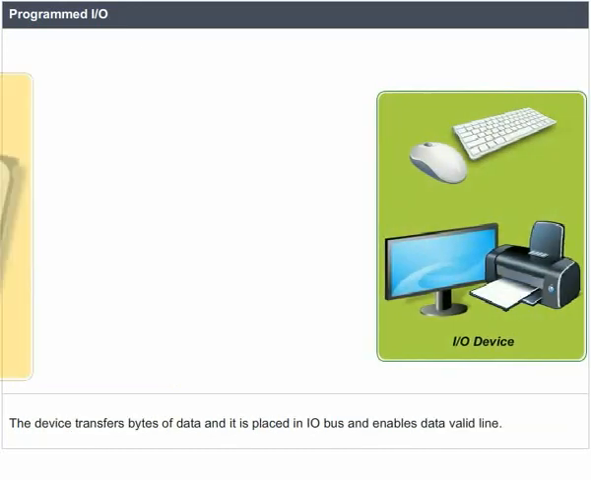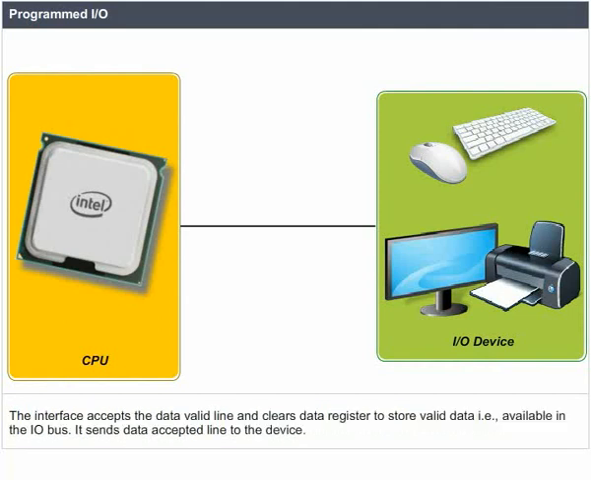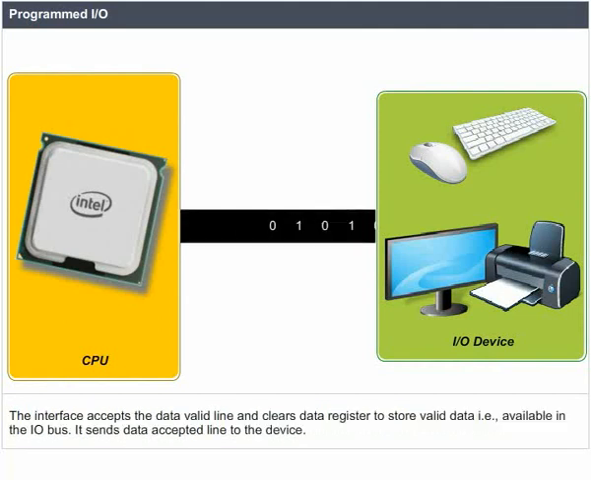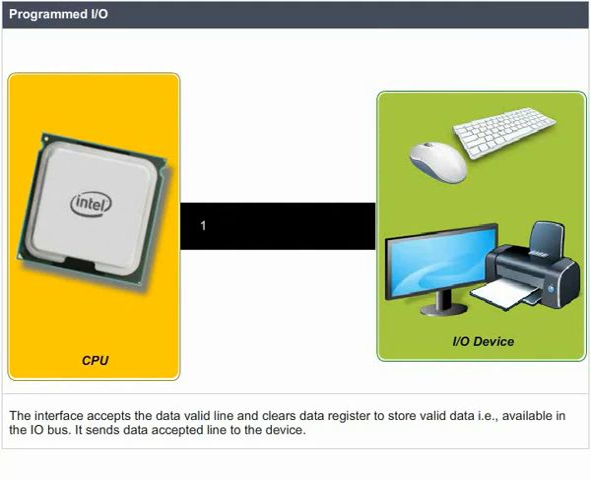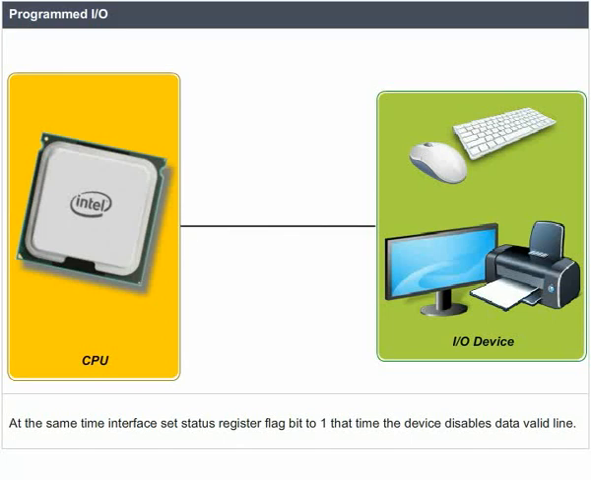The device transfers bytes of data and it is placed in input-output bus and enables data valid line. The interface accepts the data valid line and clears data register to store valid data that is available in the I/O bus. It sends data accepted line to the device. At the same time, interface sets status register flag bit to 1. That time the device disables data valid line.